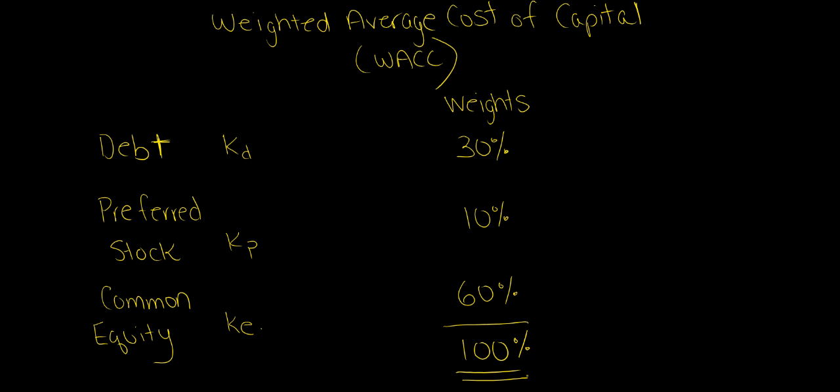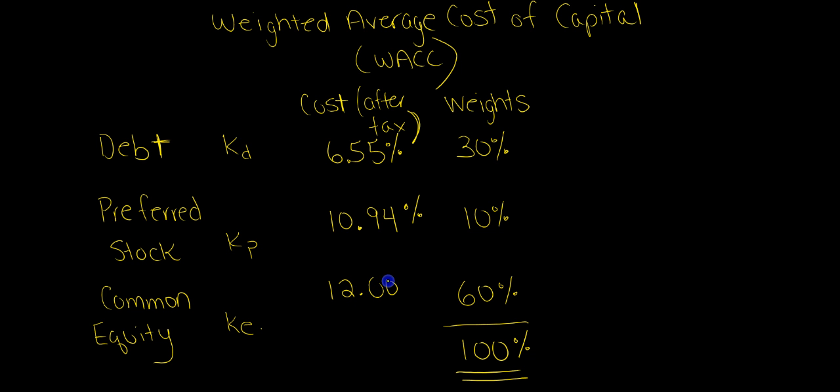Now, each company will also have a different cost associated. So we won't be responsible for doing the formulas in this class, but if we did, we could assume that the cost of capital, so think of this as an interest rate, is 6.55% for debt, which seems pretty low. The cost of capital for preferred stock is 10.94%. So that's getting a little bit higher. And then the cost for common equity is 12%.